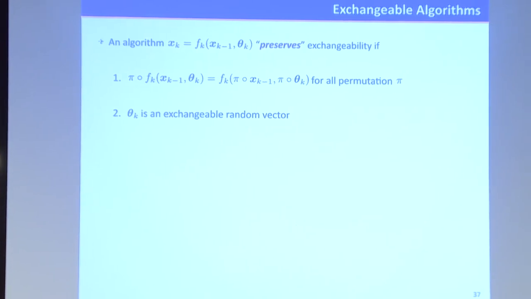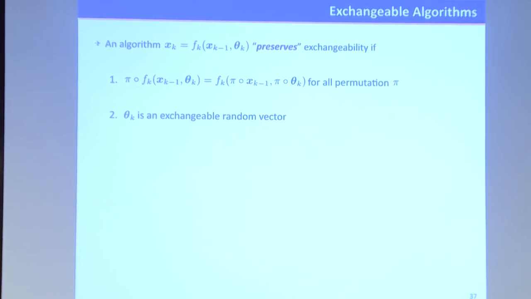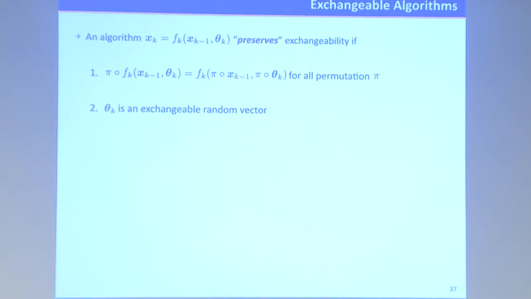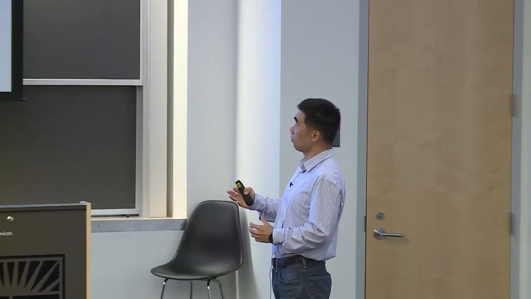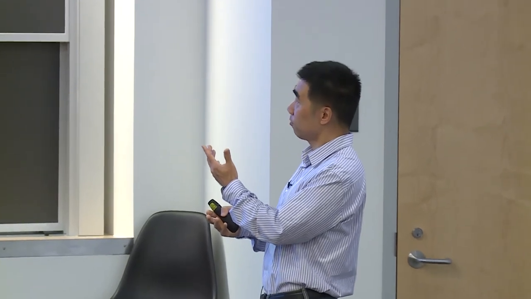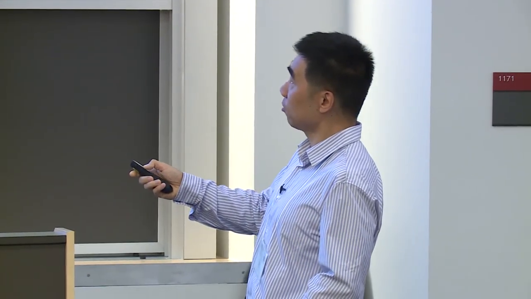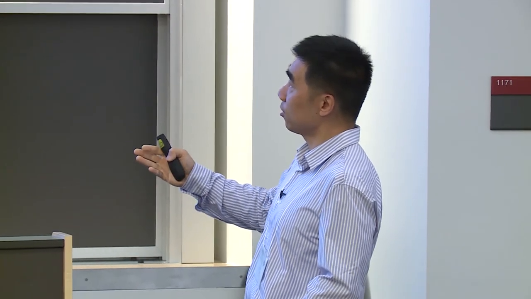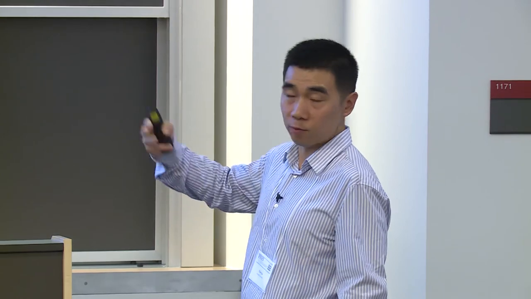In terms of algorithms, there's a concept about propagation, or preservation, of exchangeability. What we mean by that is, suppose we have an algorithm x of k equals f of the previous estimate and the randomness. We need to check two conditions. One condition is that if you apply any permutation pi to the previous estimate and the same permutation to the randomness, it is equivalent to permuting the original result. The second condition is that the randomness vector is an exchangeable random vector.